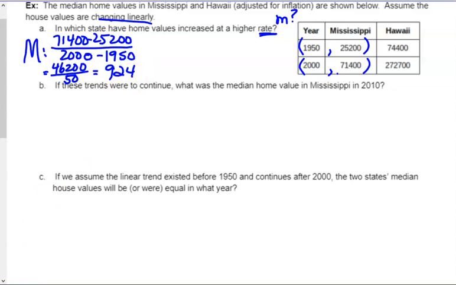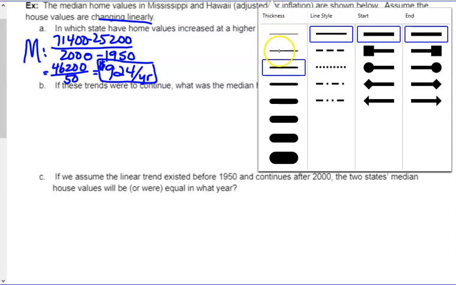Now in this case, what do we have? These are values. So these are actually dollars per year that I have. So this is $924 per year that it increases. Okay, so that is our slope there. For Hawaii, actually let's do this. Let's change the color just so we have it.